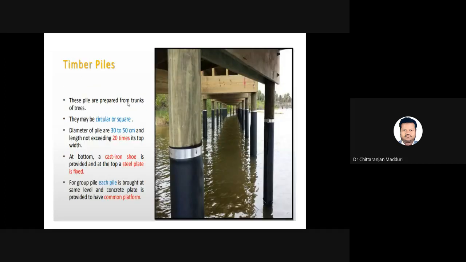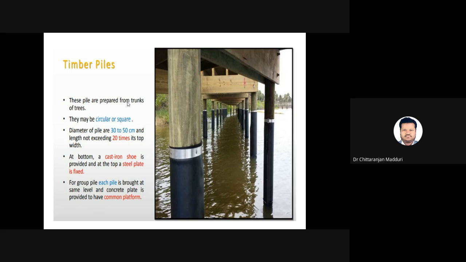Timber piles. These piles are prepared from trunks of trees. They may be circular or square. The diameter of the pile is 30 to 50 centimeters and the length does not exceed 20 times its top width. At the bottom, a cast iron shoe is provided and at the top a steel plate is fixed. You can see in the image, the bottom of the pile has a cast iron shoe. Because the timber is submerged in water, it may be attacked by interaction with the water. That's why the bottom of the pile is made with the cast iron shoe.